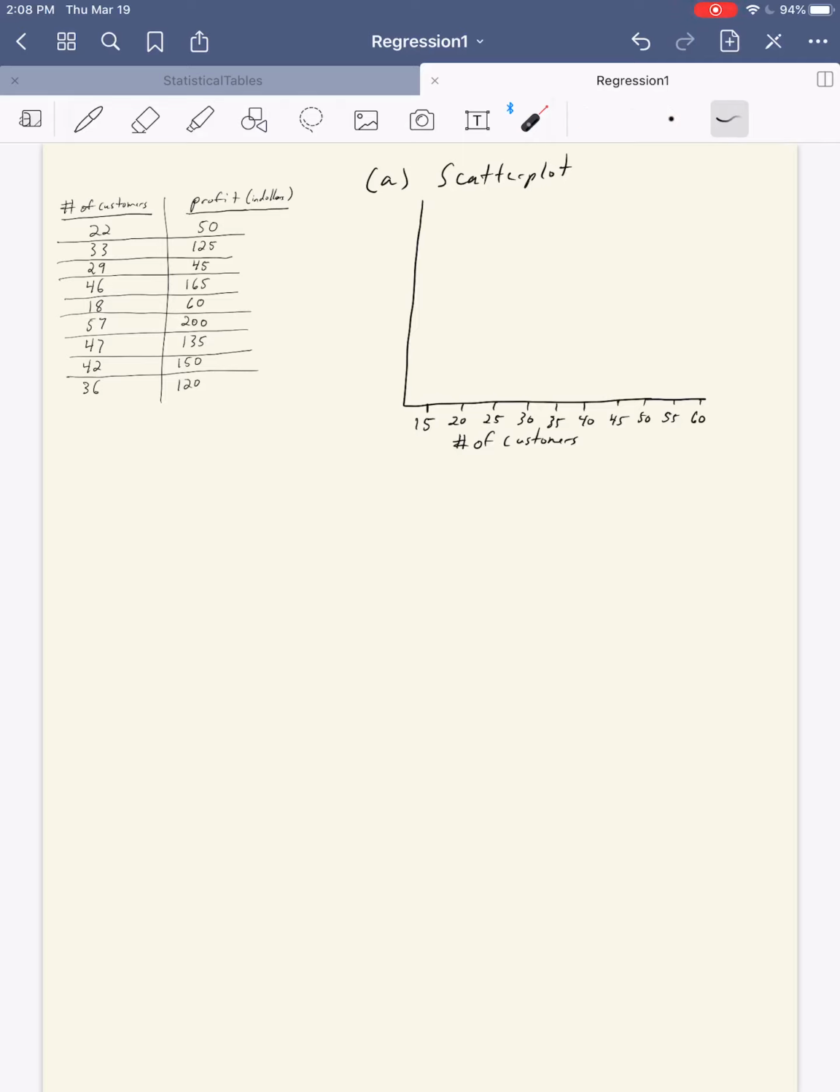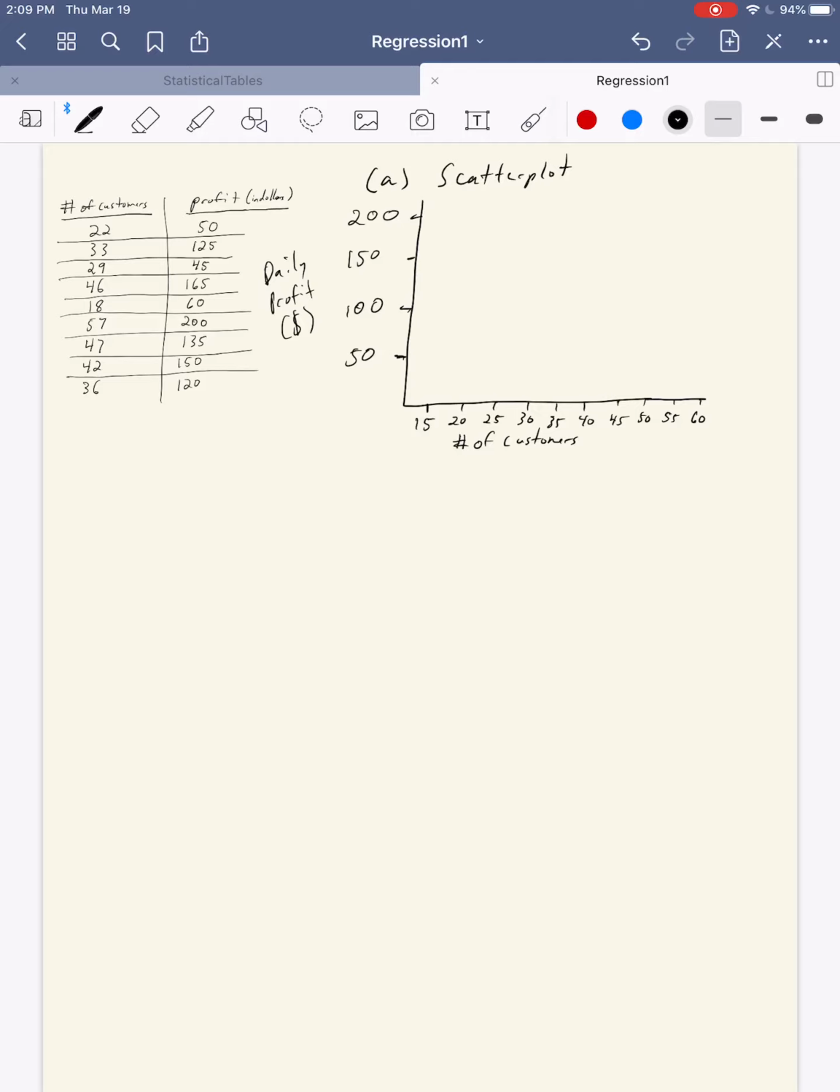Now for our profit, the low profit was 45 and the high profit was all the way up here at 200. So we'll need a wider axis there. Let's just label by larger values. Let's go 50, 100, 150, and 200. And of course that's daily profit in dollars.